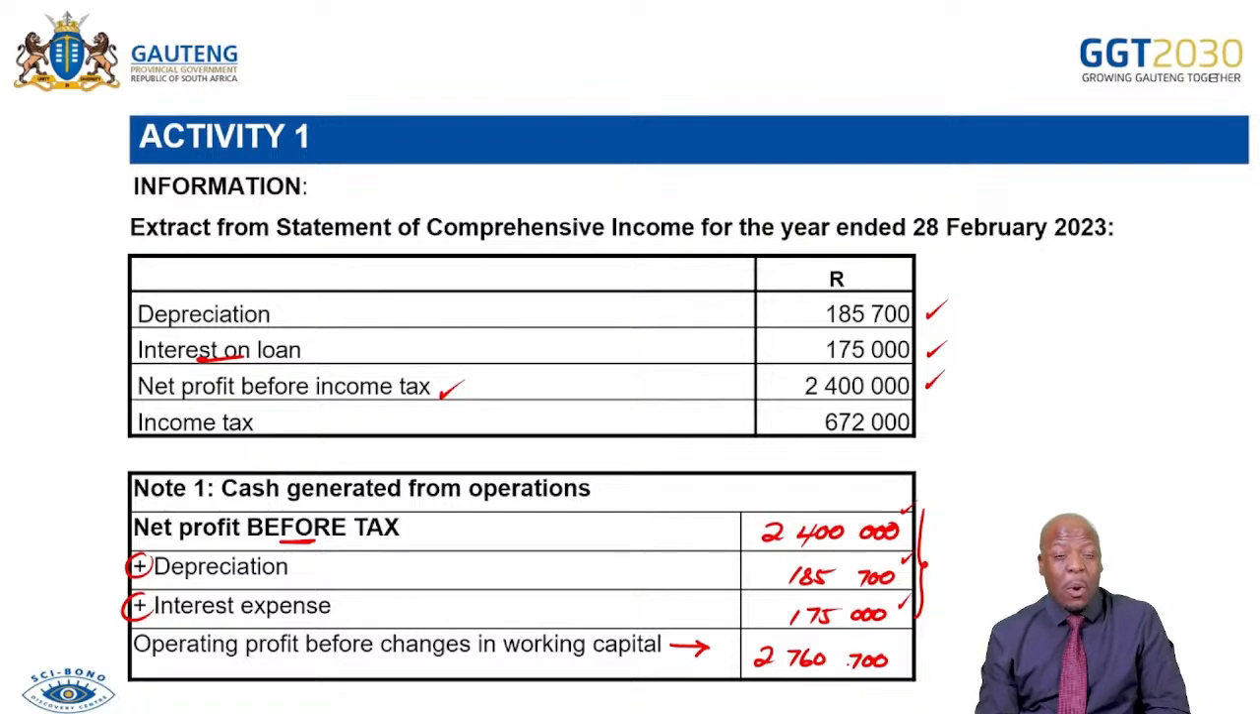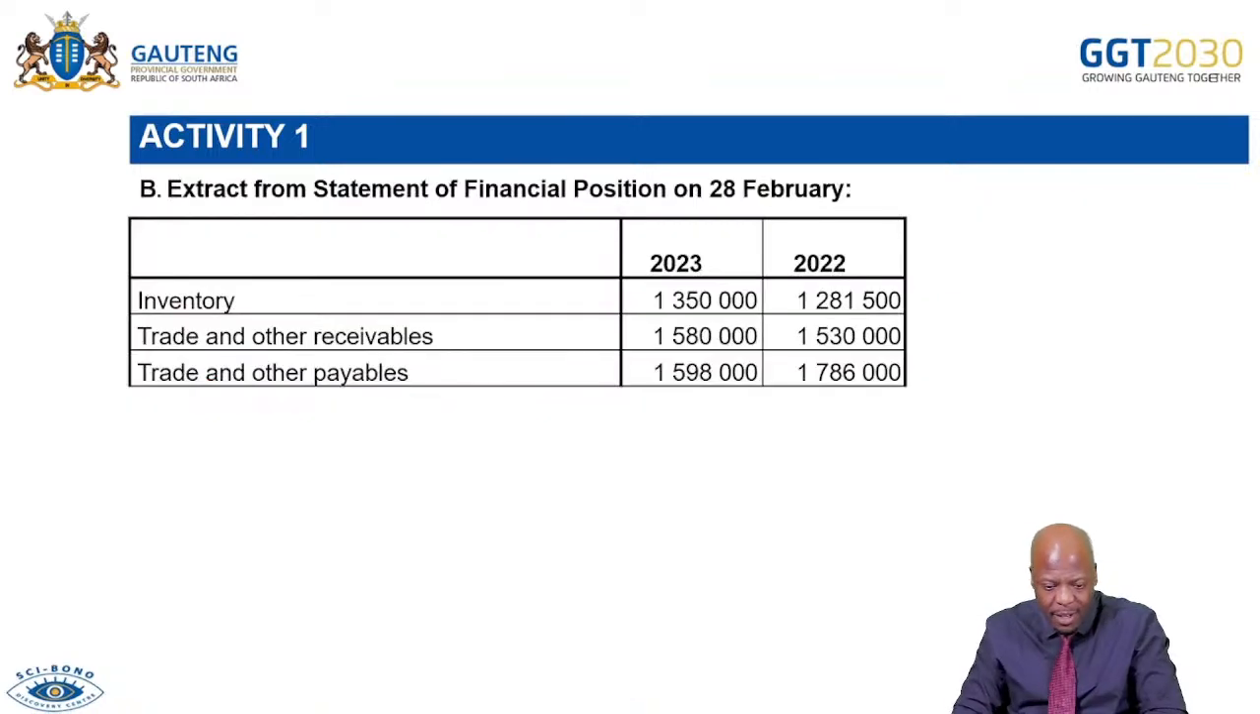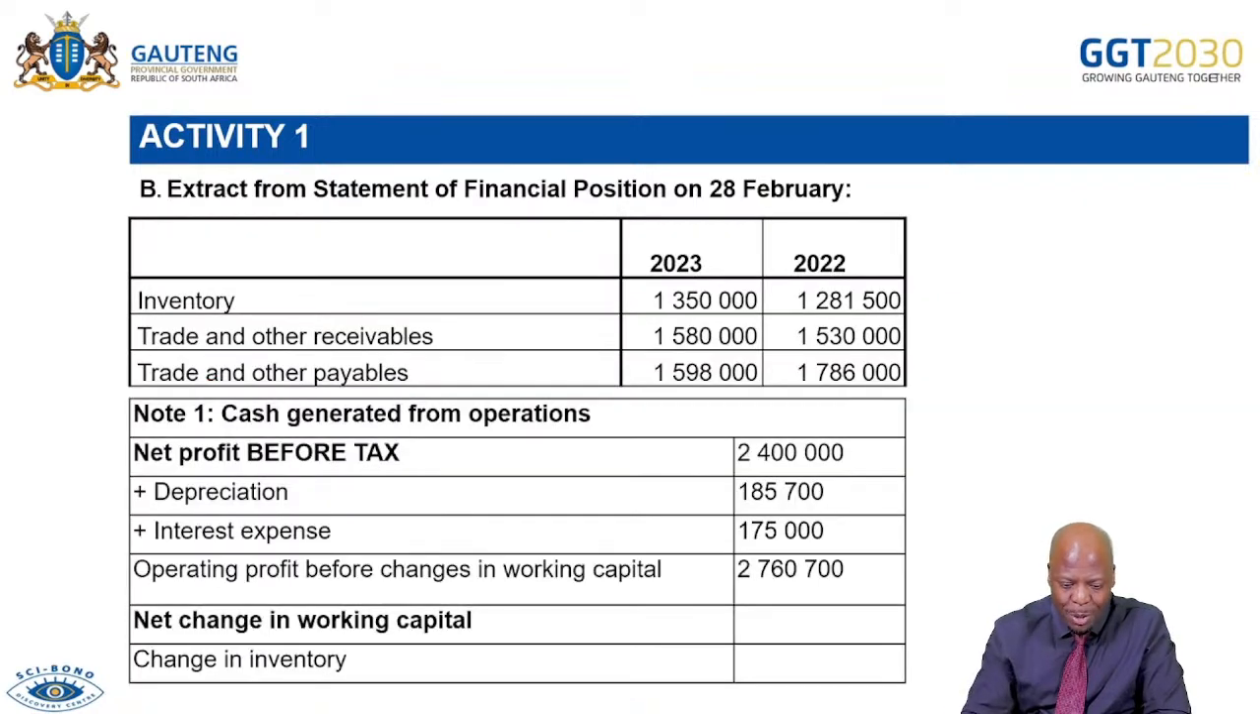After this, then we're going to go to the next part of our note. Okay, so we've done the first part. What did we do? We had our net profit before tax, we added back depreciation, we added back interest expense, and we ended up with operating profit before changes in working capital. All right, let's quickly go on now. Then the next part, okay, we are now going to come to the changes in working capital. The first one is going to be the change in inventory.